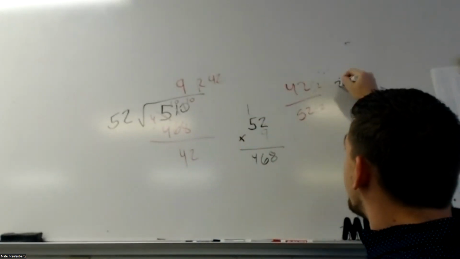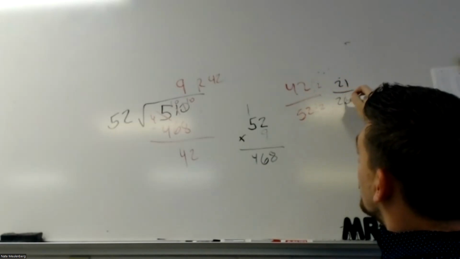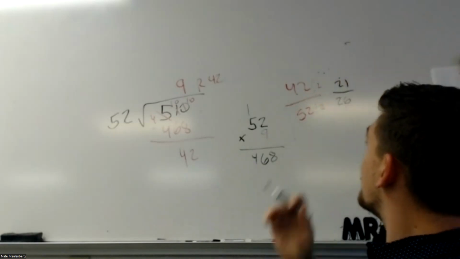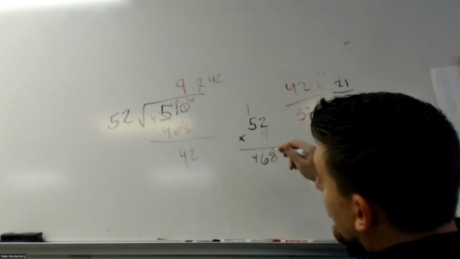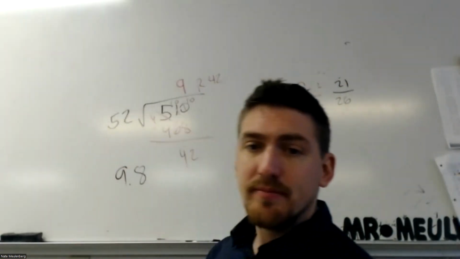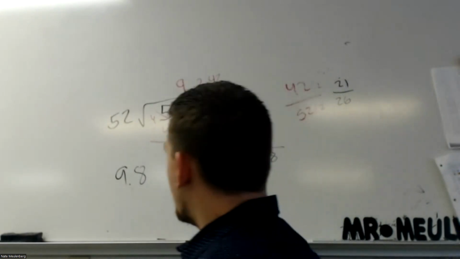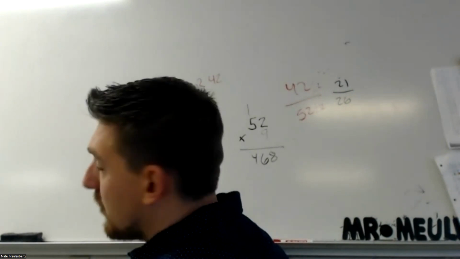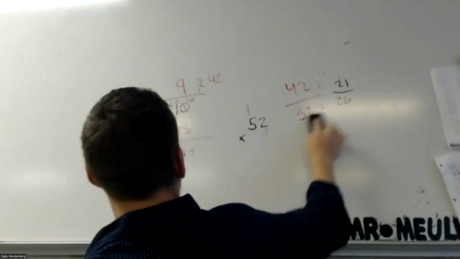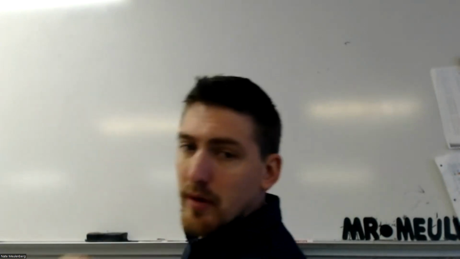So we get 21 over 26. That still isn't super helpful. Basically, the answer, just write this down, 9.8. That's for number 1. Write down 9.8. Don't worry about how to get the decimal yet. But it's 9.8 hours. Number 1 is 9.8 hours.